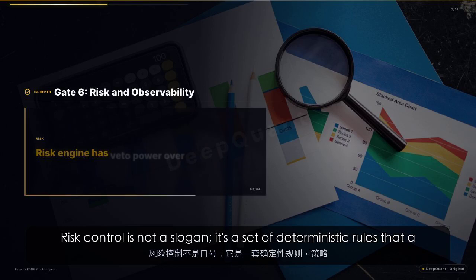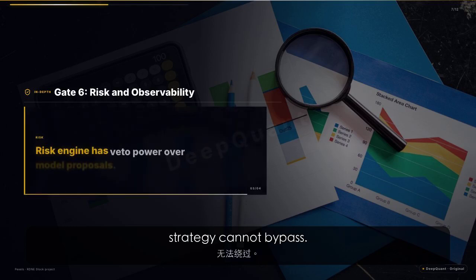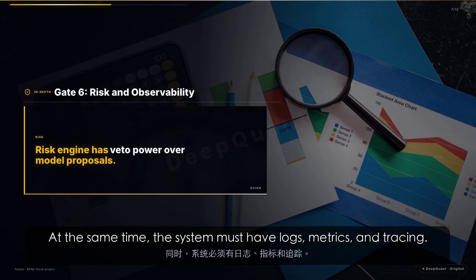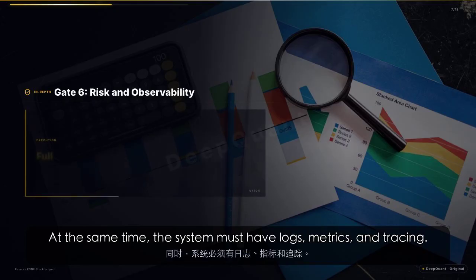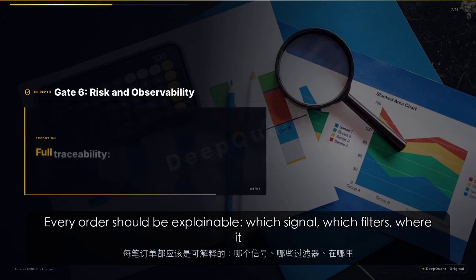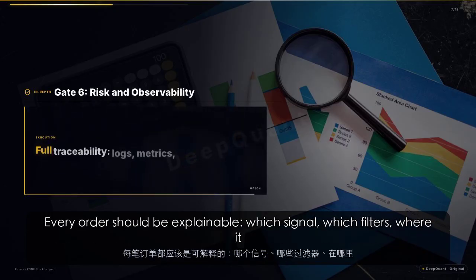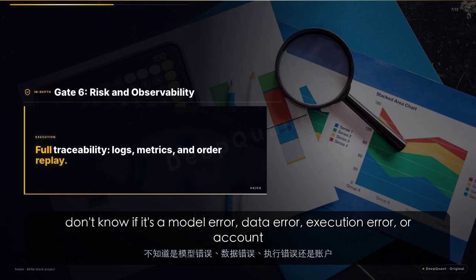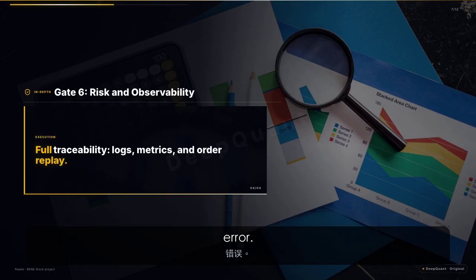Risk control is not a slogan, it's a set of deterministic rules that a strategy cannot bypass. The model can propose positions, but the risk engine must have veto power. At the same time, the system must have logs, metrics, and tracing. Every order should be explainable: which signal, which filters, where it filled. Otherwise, when you lose money, you only see the equity curve falling, but you don't know if it's a model error, data error, execution error, or account error.